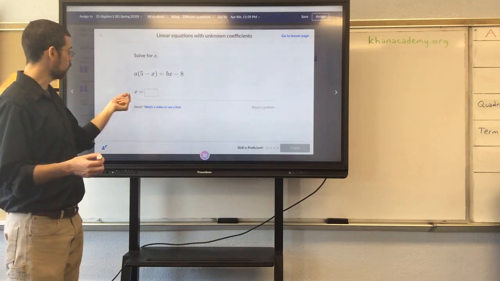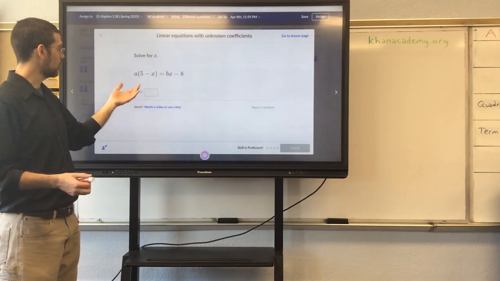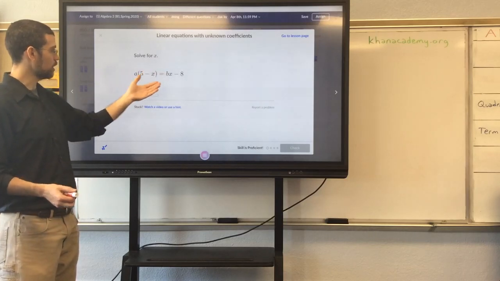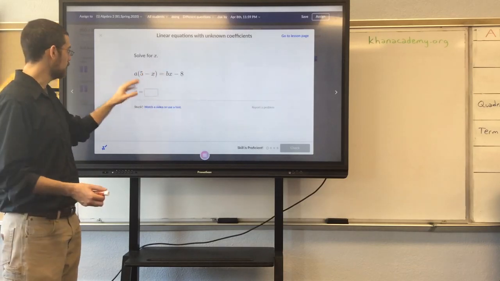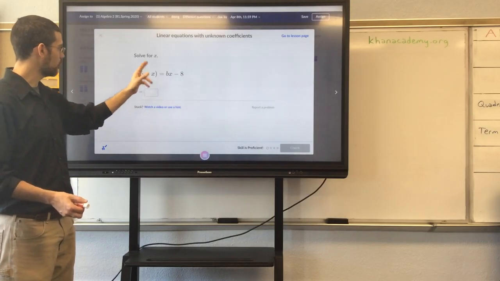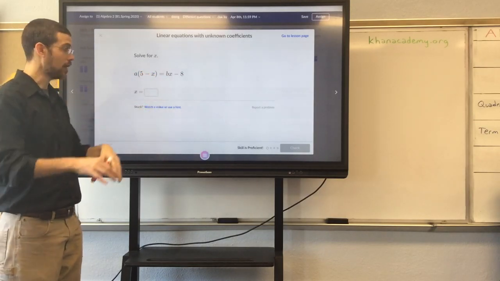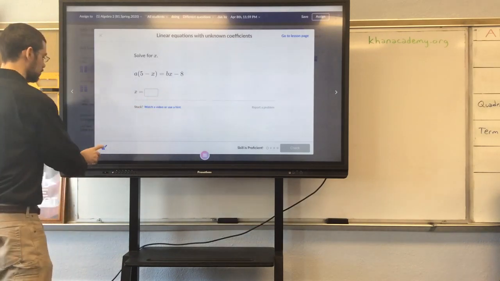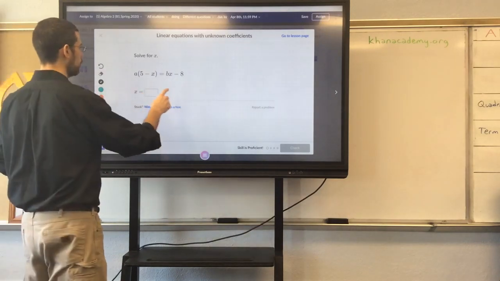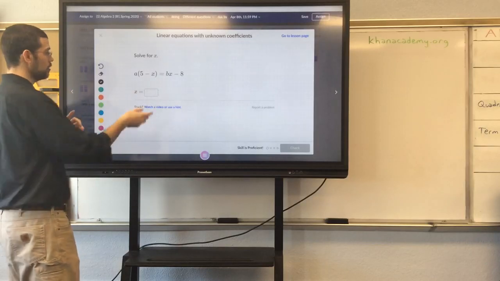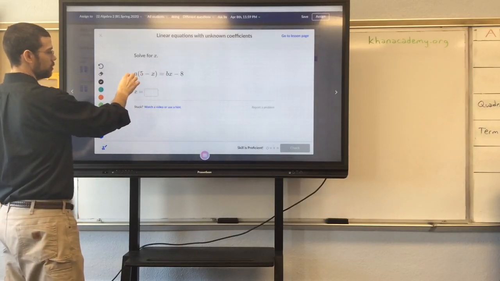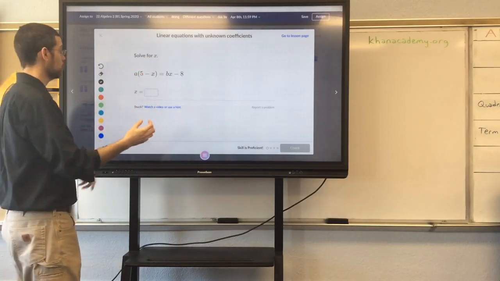And so we're going to solve for x, which means all of the other parts of this equation will end up on the right side. That a, that 5, that b, that 8, somehow those are all going to end up on the right, and we'll get there by doing some algebra. Okay, so first thing we need to do is distribute a so that we can get rid of those parentheses.